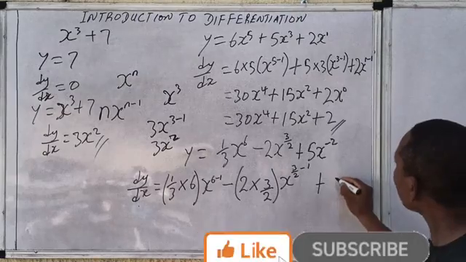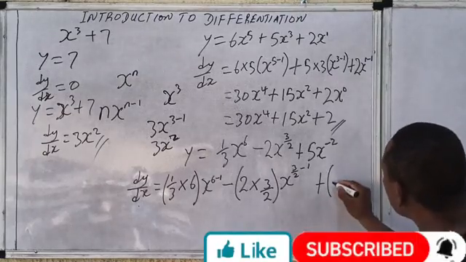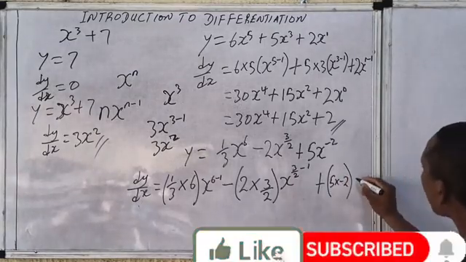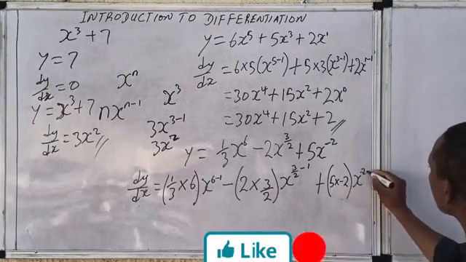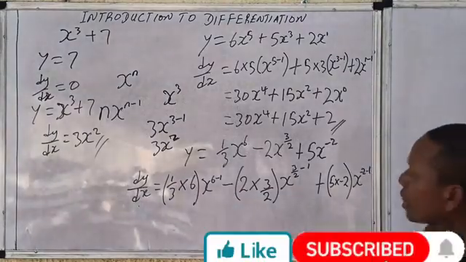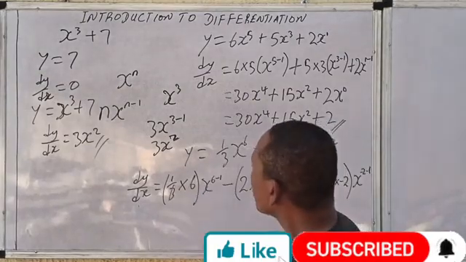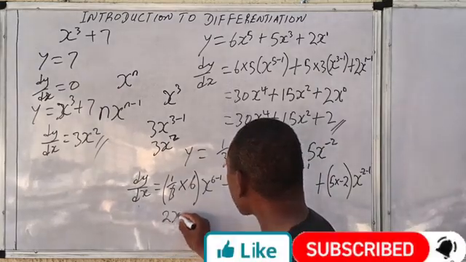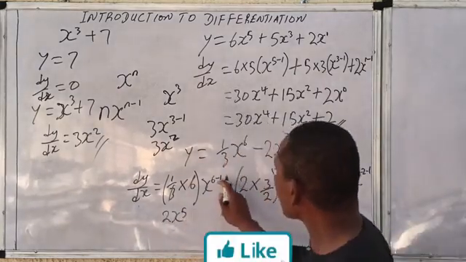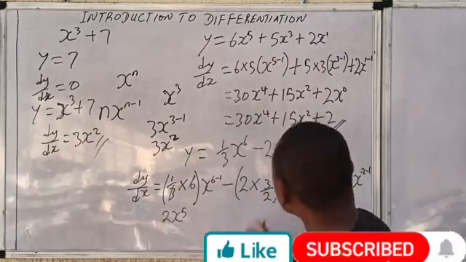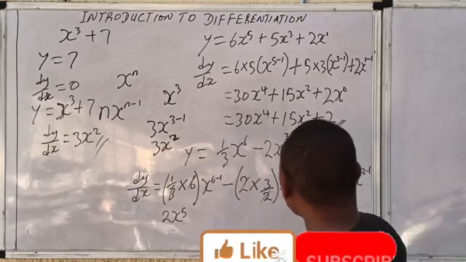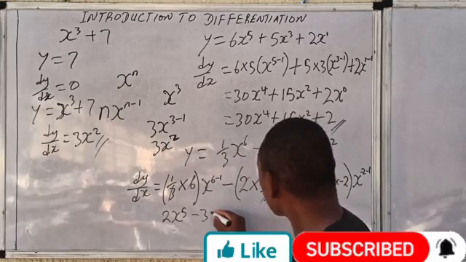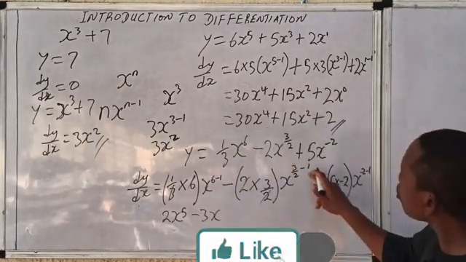Plus, now this will come to the back. We now have 5 times minus 2, x raised to power minus 2 minus 1. Okay, let's solve this. This 3 will cancel out this. We now have 2, so we have 2x raised to power 5. 6 minus 1 is 5. Now in this case, 2 will cancel out these 2. We now have minus 3x.